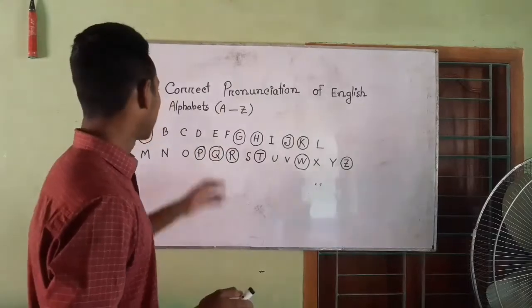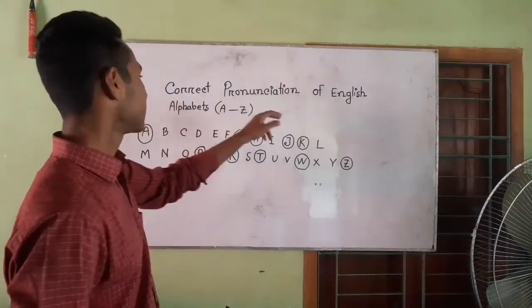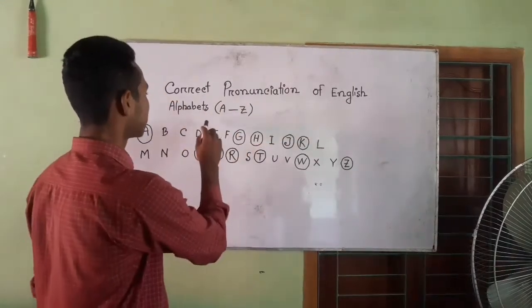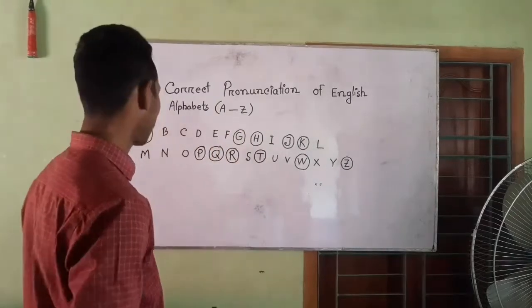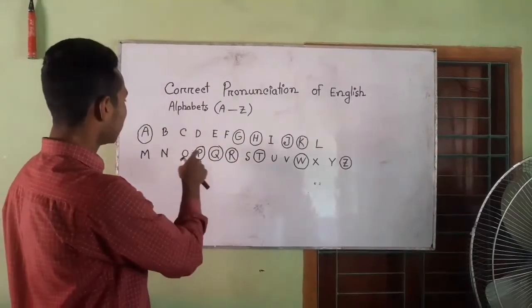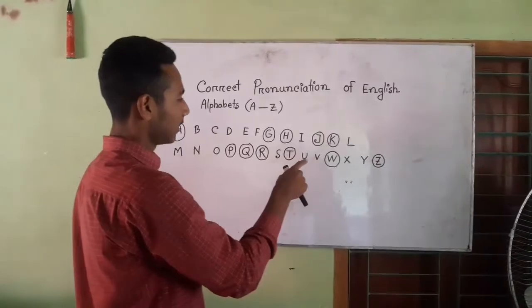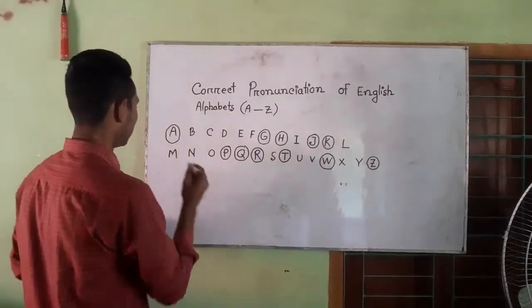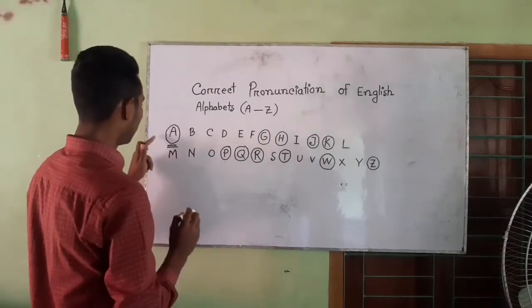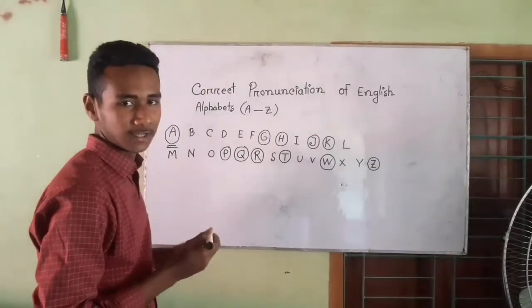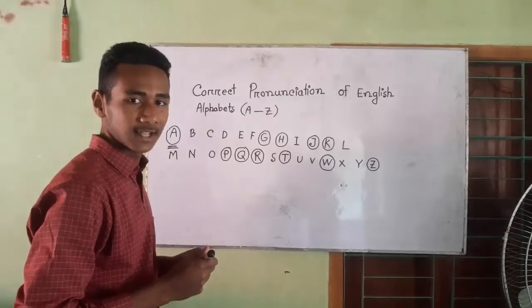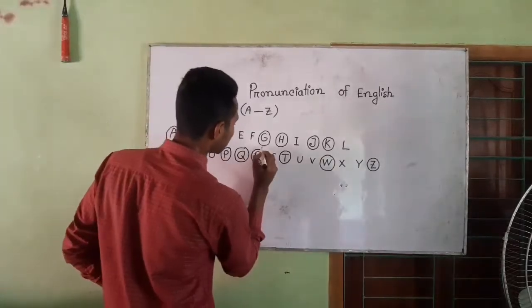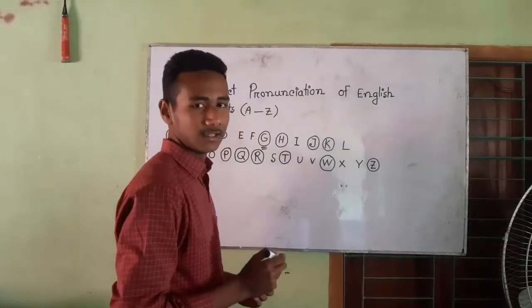So dear guys, look at the whiteboard. Correct pronunciation of English alphabet A to G. Okay? There are 26 letters on the whiteboard. That's A, not A. Okay? That's A. That's G. G.